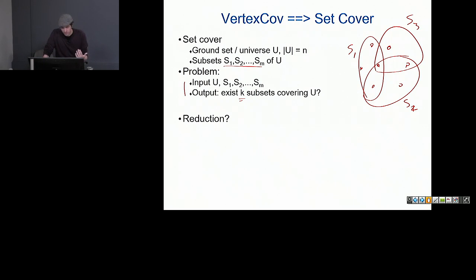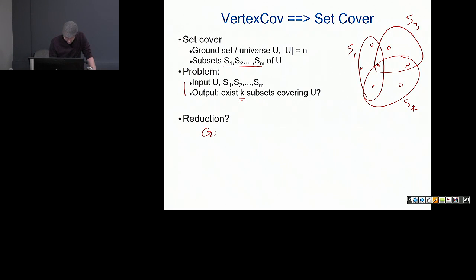Okay, so we're trying to show that if we could solve set cover, we could solve vertex cover. And to do that, we can follow the usual reduction formula, which is, given an instance of vertex cover, convert it to a set cover instance. So let's start with that.